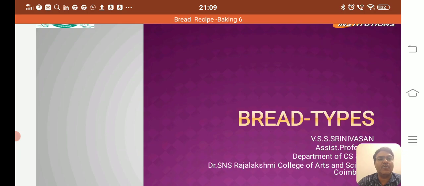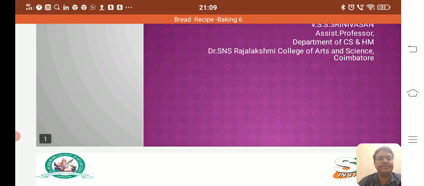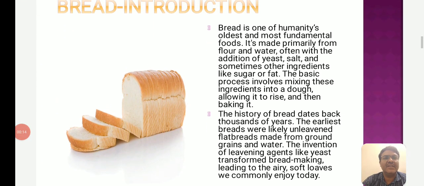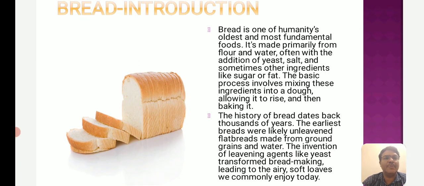Today's topic is all about bread and its types. Bread is one of humanity's oldest and most fundamental foods. It is made primarily from flour and water, and often with the addition of yeast, salt, and sometimes other ingredients like sugar or fat. The basic process involves mixing these ingredients into a dough, allowing it to rise, and then baking it.